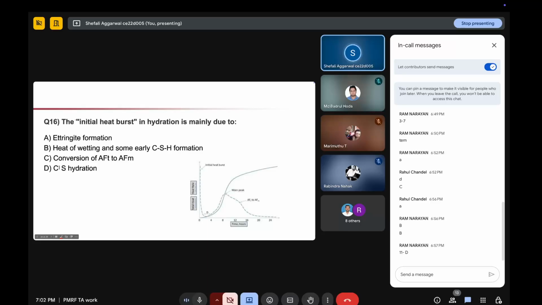So the next question is: the initial heat burst in my hydration curve is mainly due to ettringite formation, heat of wetting and some early CSH formation, conversion of AFt to AFm, or C2S hydration.